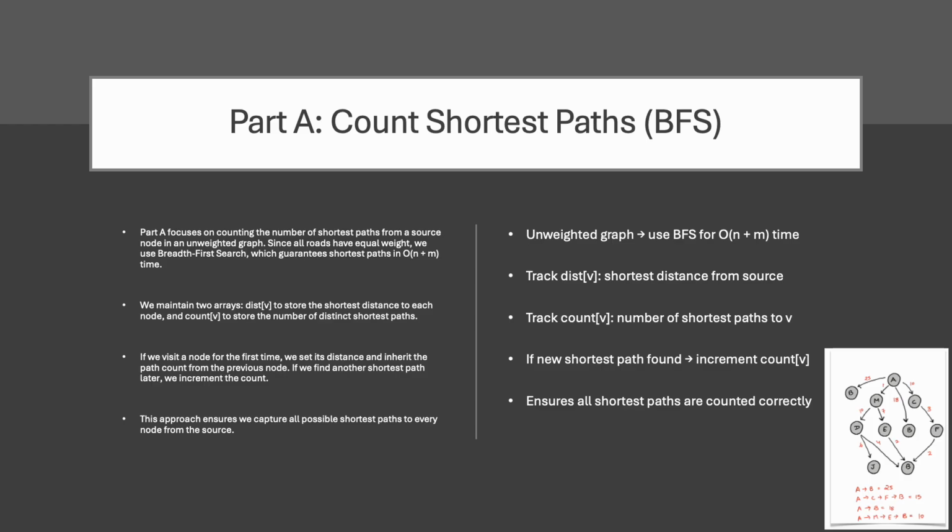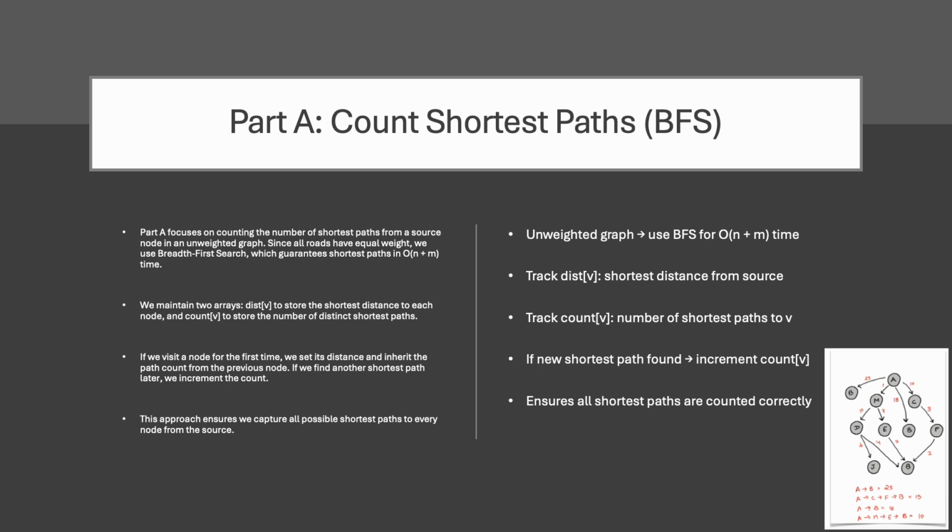So part A is to basically count the shortest paths in BFS. Part A focuses on counting the number of shortest paths from a source node. In an unweighted graph, since all edges have equal weight, we use breadth first search, which guarantees shortest paths in O(n + m) time. We'll maintain two arrays, dist v to store the shortest distance to each node, and count v to store the number of shortest paths.